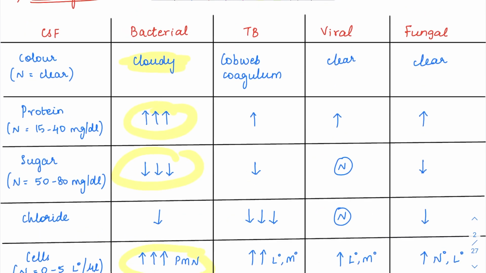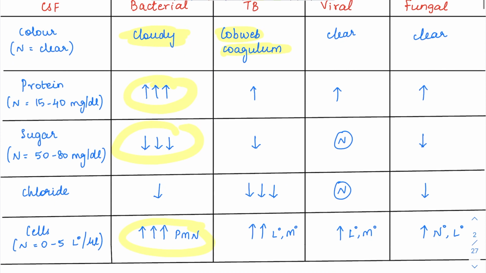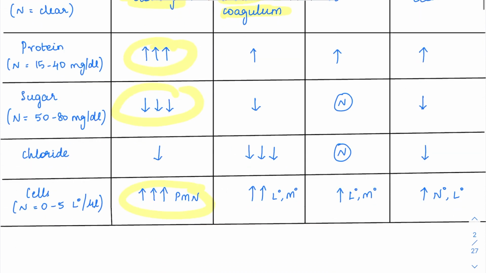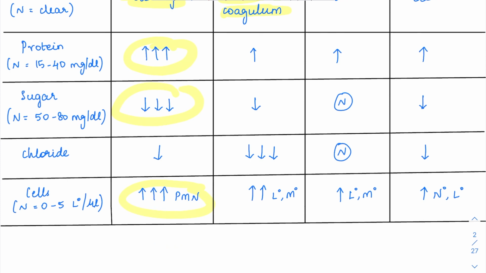However, if they mention a cobweb kind of coagulum on CSF on gross examination, then they are specifying a tubercular etiology. And here again, the proteins will be elevated and sugars will be decreased, but to a lesser extent. And the chloride will be very much decreased in a tubercular infection. So this we must remember: chloride levels fall very much during tubercular meningitis. And the cells, tuberculous infection, we know it will be a chronic inflammation, so lymphocytic and monocytic cells will be elevated in the CSF.